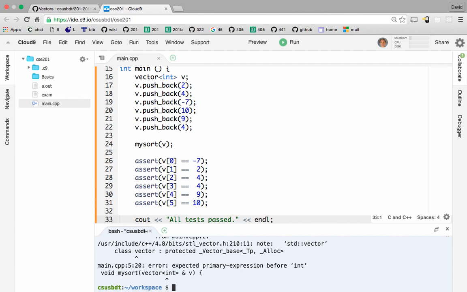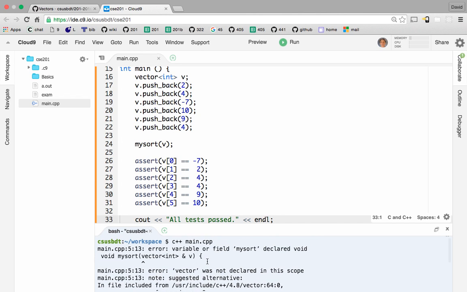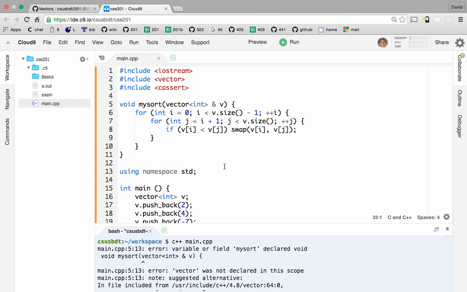Got something wrong. Anybody see the problem? Here it is. Error: variable or field my sort declared void.